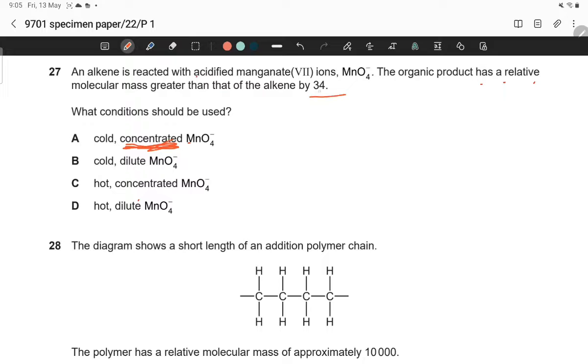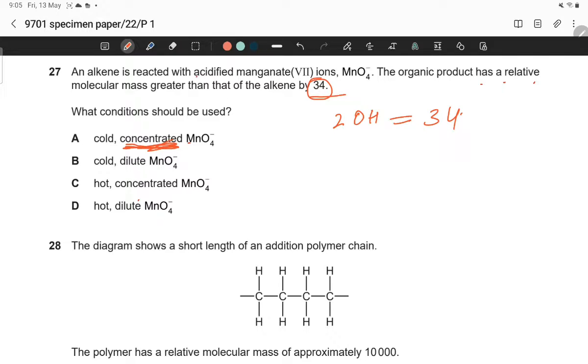So 34, it is greater than the alkene by 34. The molecular mass is greater than that of the alkene by 34. 34 means that 2 OH groups are present. So 2 OHs mean 34.